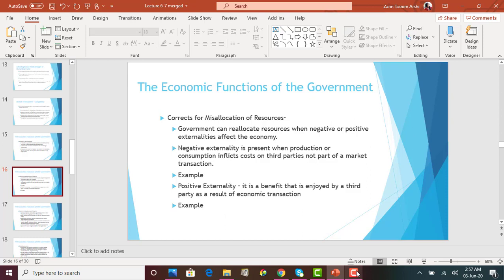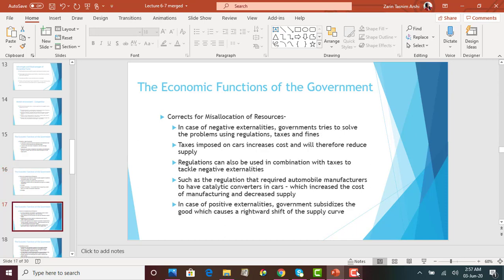Positive externality is good, negative externality is bad. So government can take actions during this type of externalities. How do they correct misallocation of resources? In case of negative externalities, government can try to solve the problem by using regulations, taxes and fines.